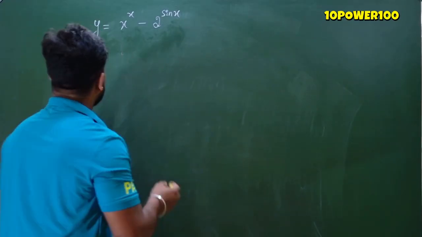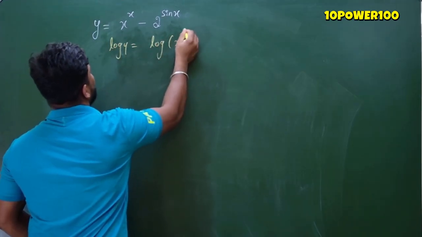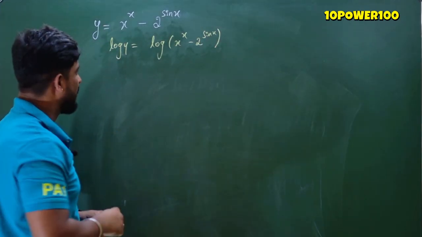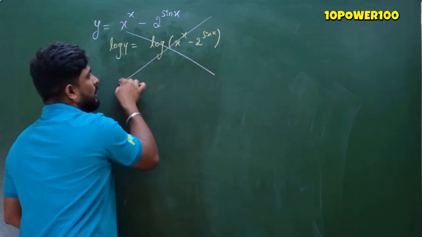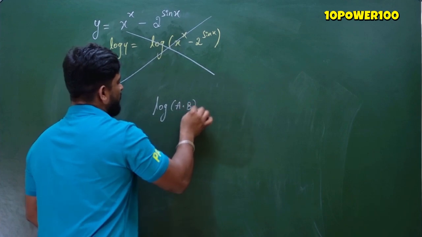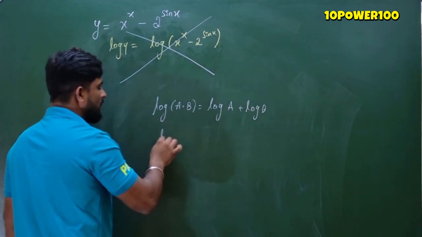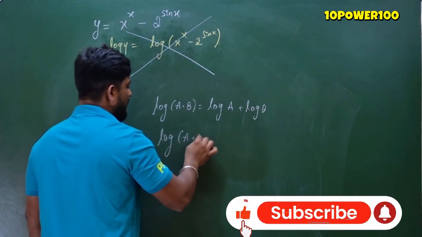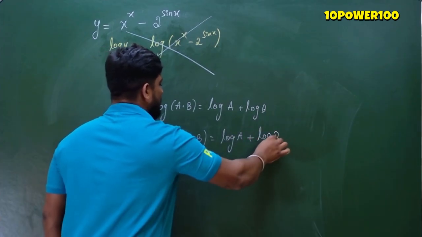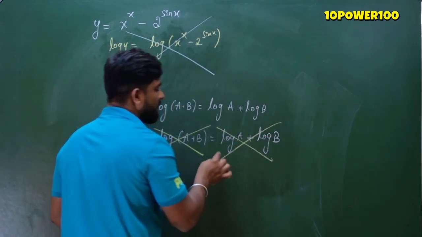Okay, so for example, if I take log y is equal to log of x power x minus 2 power sin x, if I write like this, first of all we can't write like this. And there is no chance of writing like this. The reason is, we have learned log of a into b is equal to log a plus log b. But we did not learn any formula like log of a plus b is equal to log a plus log b. Okay, the second formula what I have written here, it does not exist, makkale. Log of a plus b does not exist.